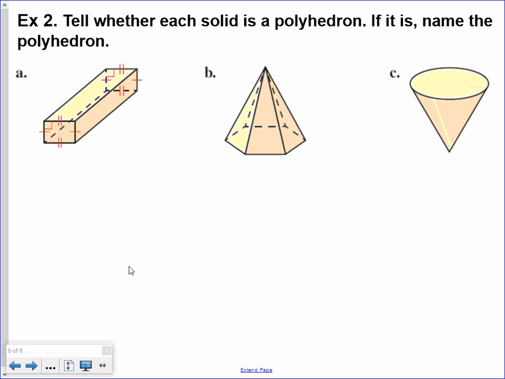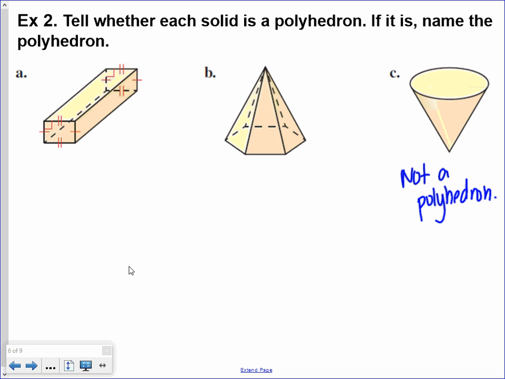Okay, so these first three problems, first it says tell whether it's even a polyhedron. So I'm going to give you a heads up on the third one. That third one's a cone. I don't want you to write cone. I want you to just write not a polyhedron, or even just write no. No is fine. But for the purposes of this assignment, I don't want you to name that it's a cone. I know it's a cone, but it's not a polyhedron. A and B are polyhedrons. They have no curves in them. And it says if they are, name them.